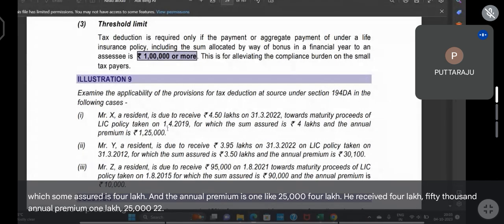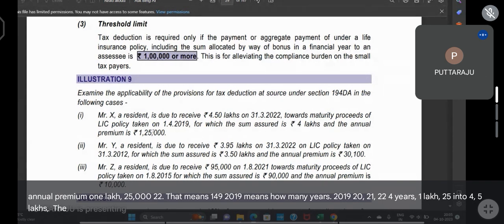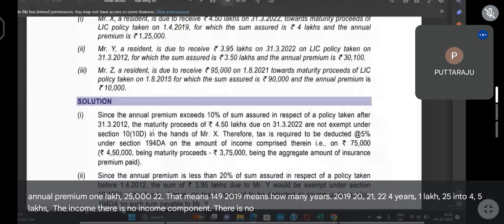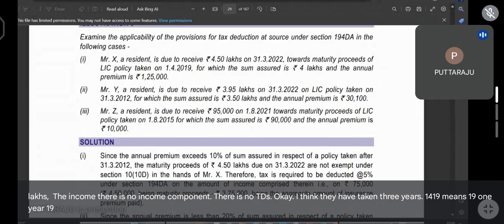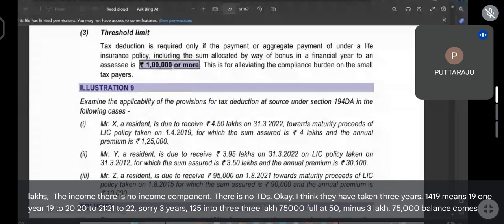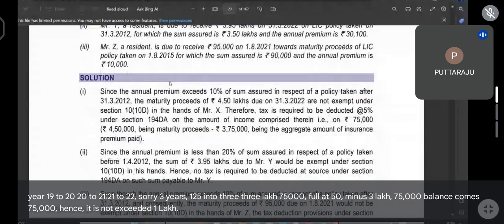22. That means 2019 means how many years? 2019, 20, 21, 22. 4 years. 1,25,000 into 4, 5 lakhs. There is no income component, there is no TDS. Okay, I think they have taken 3 years. 2019 to 20, 20 to 21, 21 to 22. Sorry, 3 years. 1,25,000 into 3, 3,75,000. 4,50,000 minus 3,75,000, balance comes 75,000. Hence, it has not exceeded 1 lakh. No TDS here. Okay.